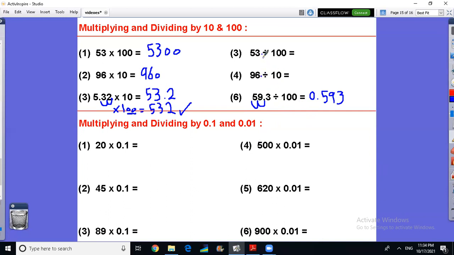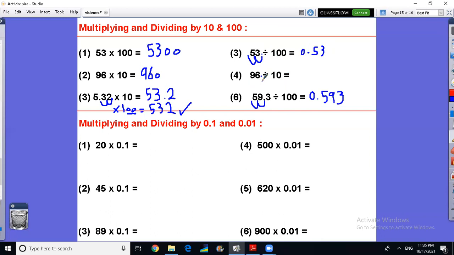So what do we do here? We move the decimal point. How many digits? 2 digits, 2 zeros. So division, move it 2 digits to the left. Here you go. So the point becomes 53 at the end here, and always there's a 0 here.